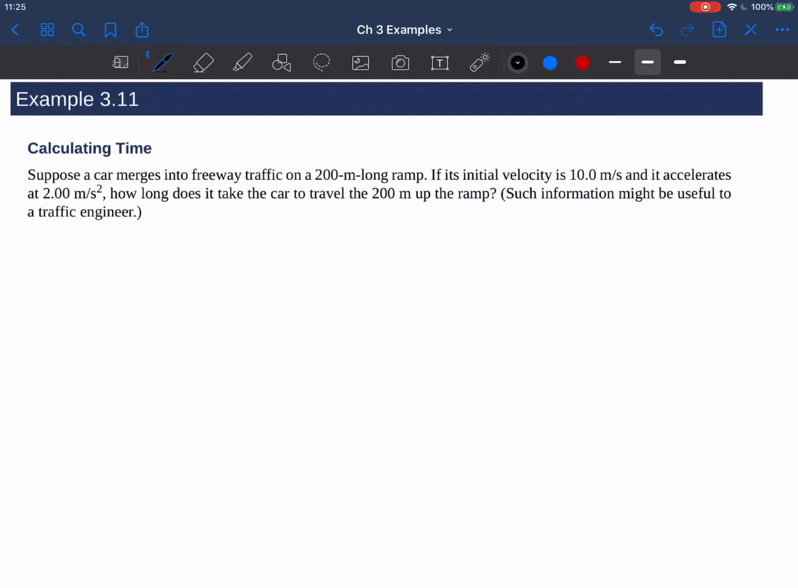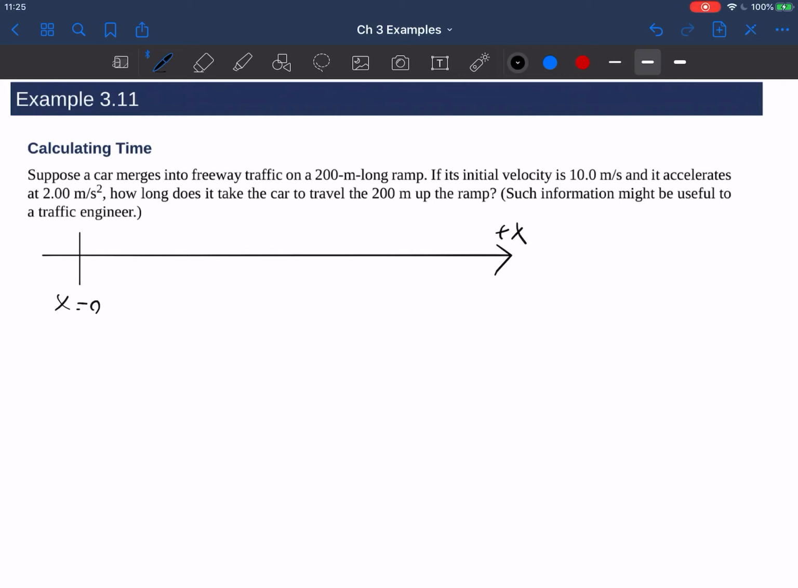It then just adds that this information might be useful to a traffic engineer, which is very true. In general, we're going to follow the same problem-solving strategy that we've used in the past. We're going to first draw a picture and define a coordinate system. I'm going to define my x equals 0, and I'm going to define my plus x direction. So this is x equals 0, and this is my plus x direction.